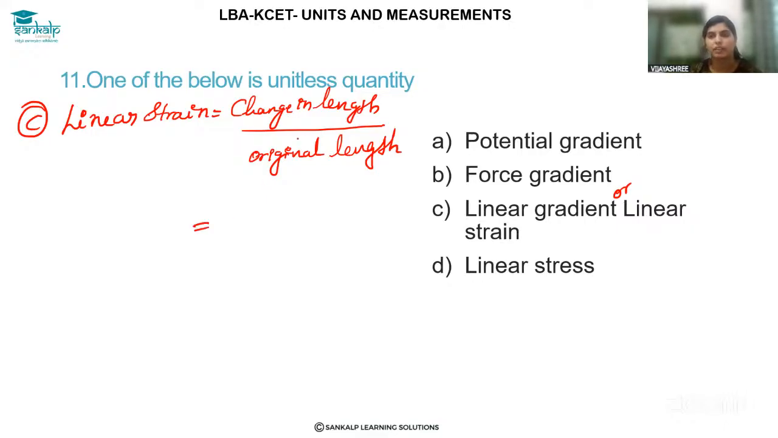Both have numerator and denominator, and both have the dimension of length only. Change in length has dimensional formula L. The denominator is the original length, with dimensional formula L. So L gets cancelled and it is 1. So linear gradient is a dimensionless quantity. So option A and option B are not the answer. Option C is our required answer.